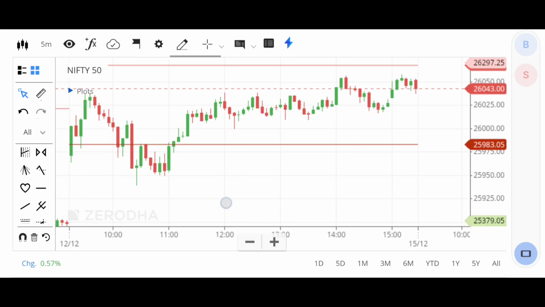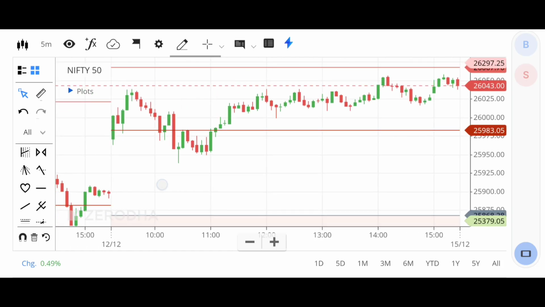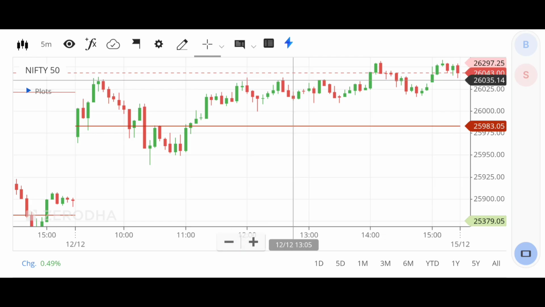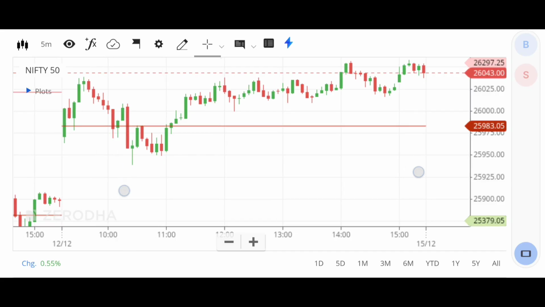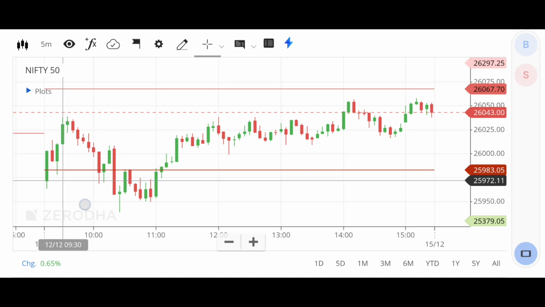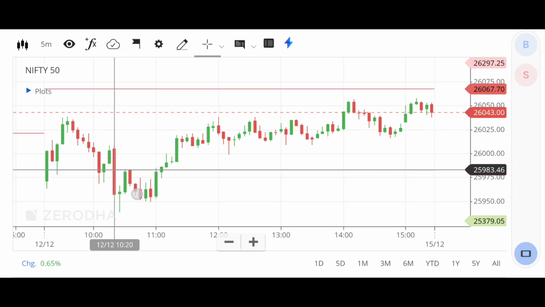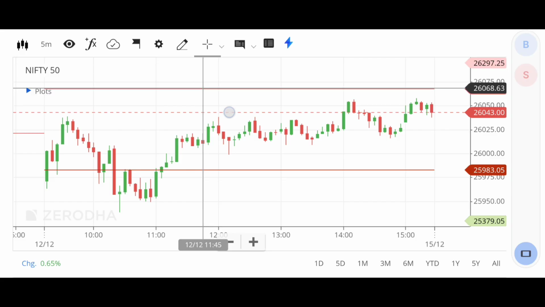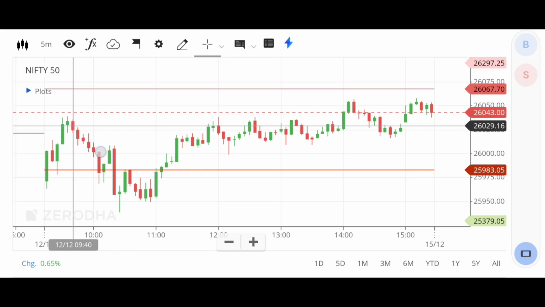It doesn't reach CPR, it doesn't reach S1 or R1. It just opened at this level with a good bullish candle, and closes above and broke the R1 in just a single candle. Some people had a thought to take the trade, set the target as R2 and set the stop loss below this R1, but the market again came down.